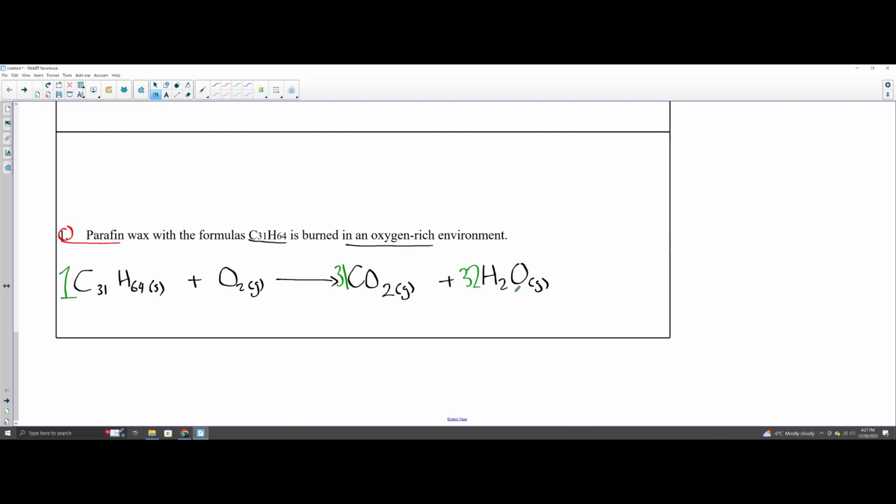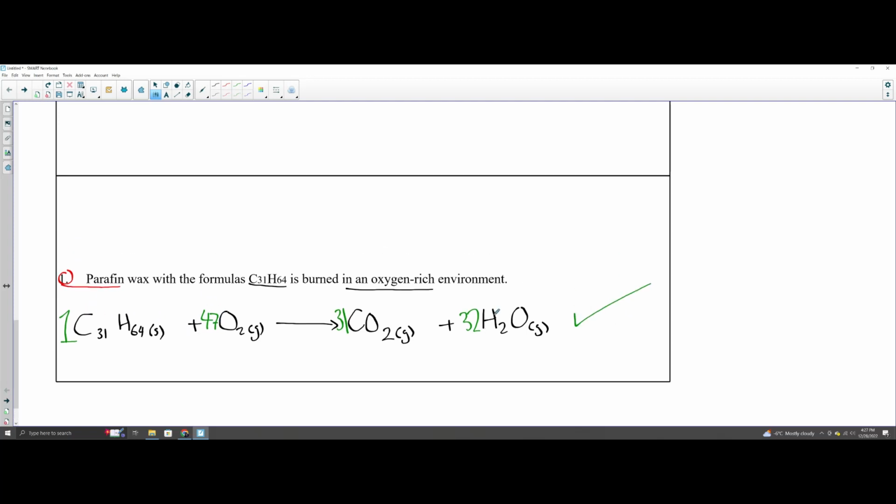Now, let's check our oxygens. 32 oxygens there. 31 times 2 is 62 plus 32. That looks like 94 oxygens in total. 94 will work. It's an even number. So I think that would be 47 here. 47 times 2 is 94, I believe. So we need to use a lot of oxygen molecules to burn just 1 paraffin, but looks like that is balanced and ready to go now.